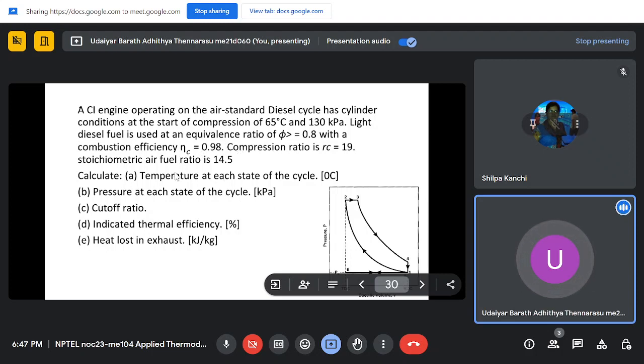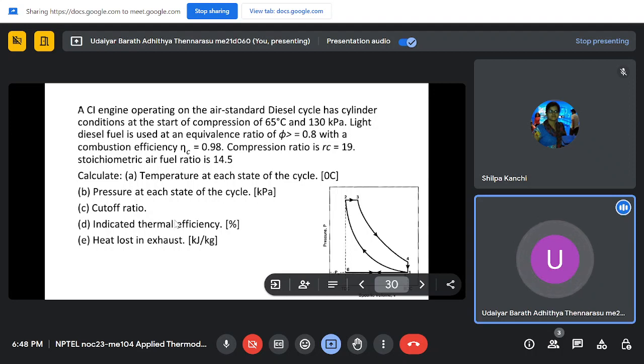In this case too, we are asked to find out temperature and pressure at all the state points. So 1 is already given, so we need to find it at 2, 3 and 4, and pressure at each state of the cycle. Then the cutoff ratio, and then indicated thermal efficiency and heat lost in exhaust.